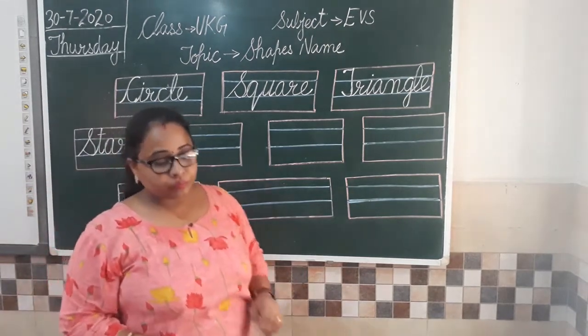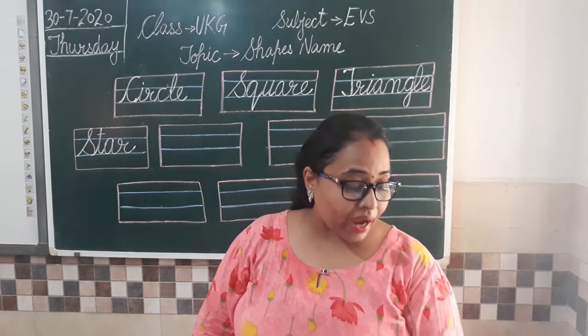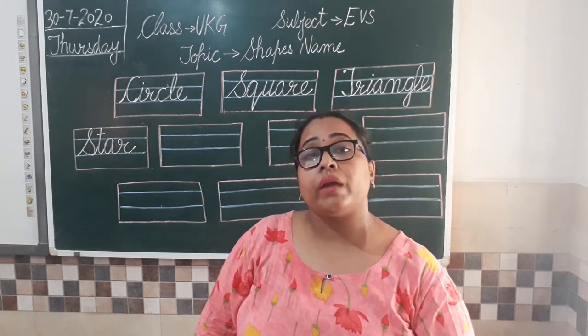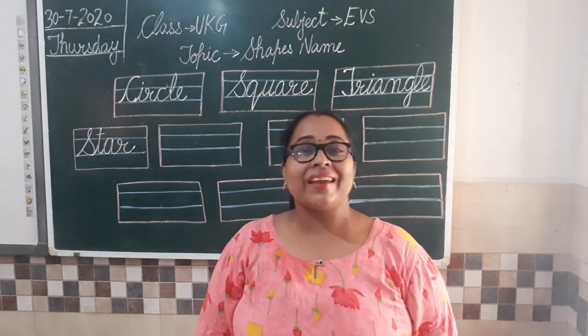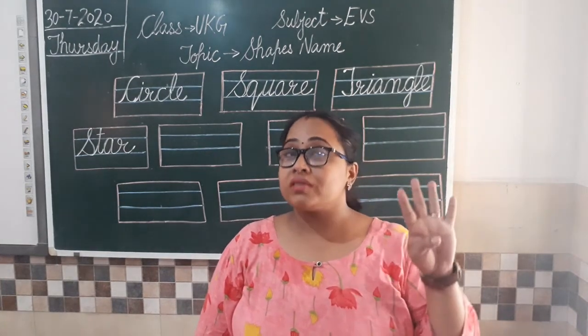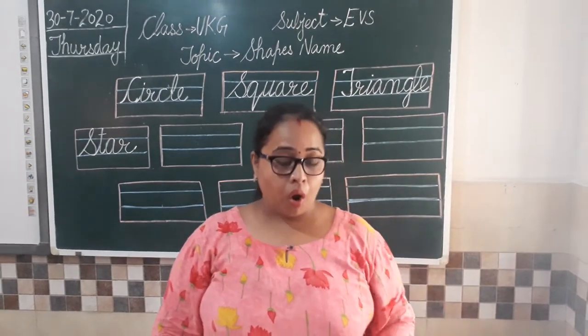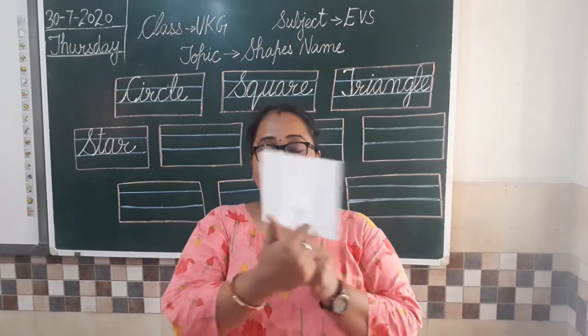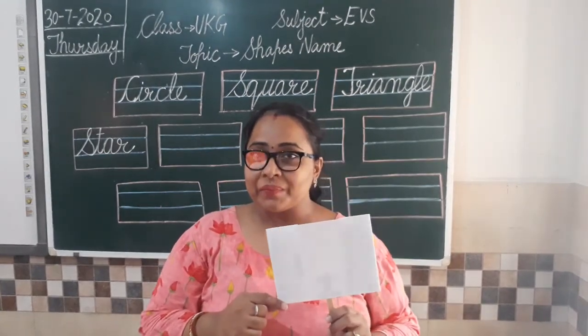Yes. Now, moving to a new shape. About this shape I have told you yesterday in your rhyme video. Little rectangle is my name. My four sides are not the same. Two are long, two are short. You remember this rhyme?